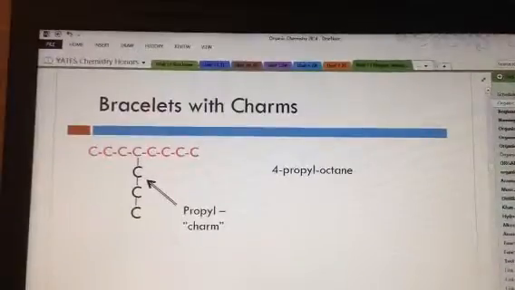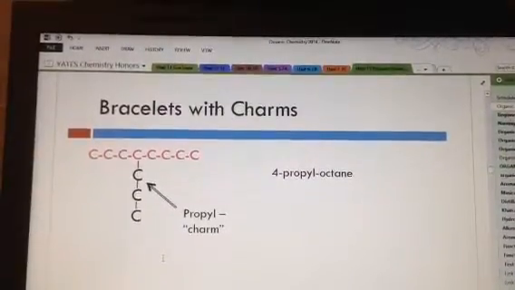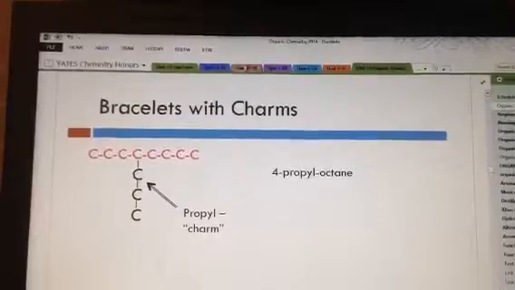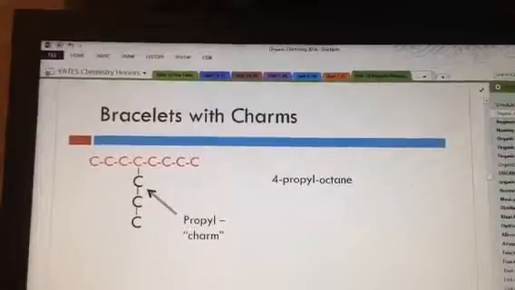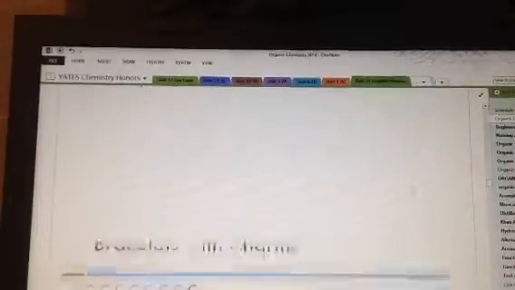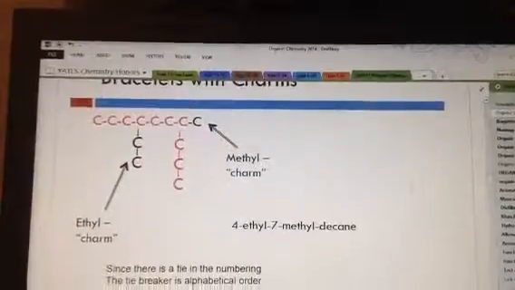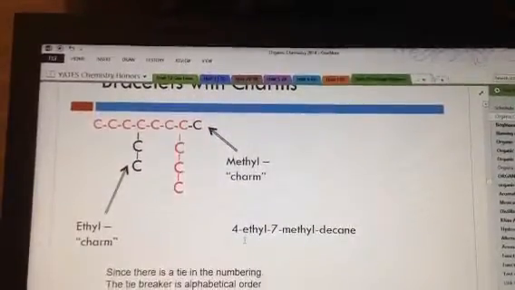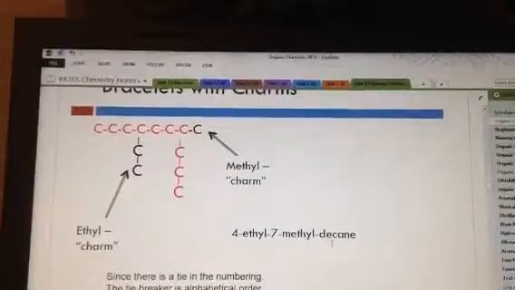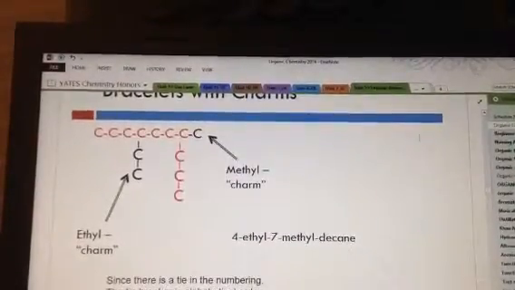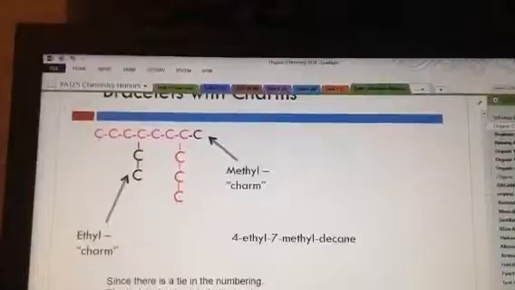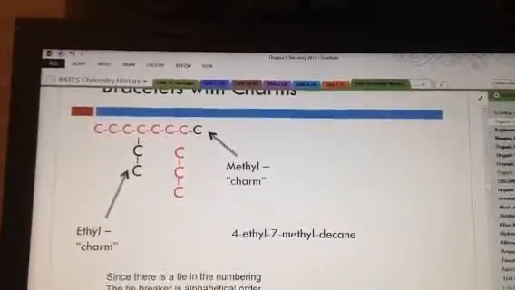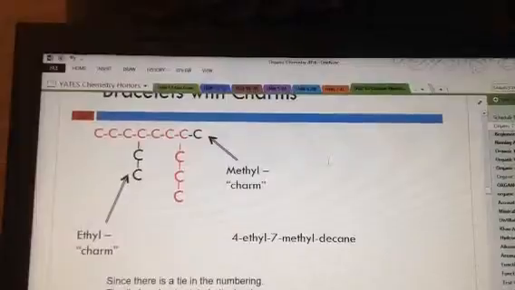For example, this is a 4-propyl octane because at location number 4, I have a propyl chain. This is a 4-ethyl, 7-methyl decane. Since there's a tie in numbering, the tiebreaker goes to alphabetical. Therefore, this would be carbon number 1 on the far left, because ethyl comes before methyl.